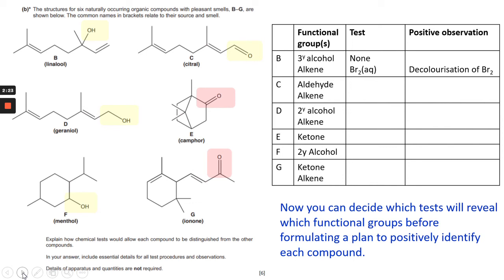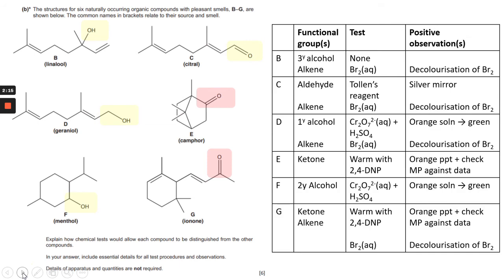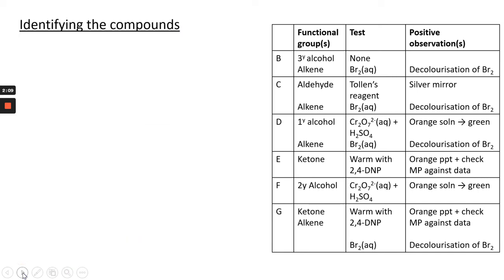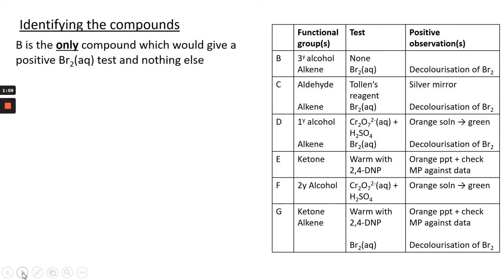So at this point we've probably got about half of the marks, but it's starting to get a bit more challenging now because we have to think about how to use this information that we have. So taking all the functional groups and the tests that go with them, combining with their positive observations, we can start to think about how to identify the compounds. So assuming that we carry out each functional group test on each compound, we'll find that B is the only compound which will give a positive bromine water test and nothing else.